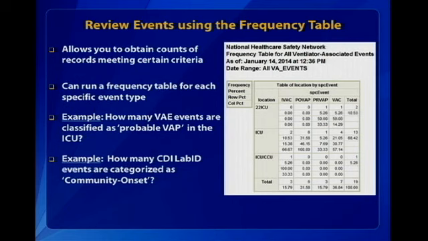So another helpful output option is the frequency table. This will allow you to obtain counts of records meeting certain criteria, and you can run a frequency table for each specific event type in NHSN. So for example, if you want to know how many VAE events are classified as probable VAP in the ICU, you can run a frequency table, you select a row variable and a column variable, and this will let you get counts that meet each of these two criteria.